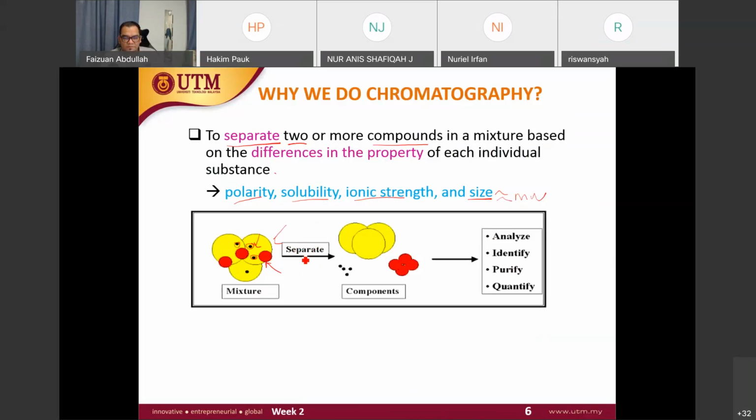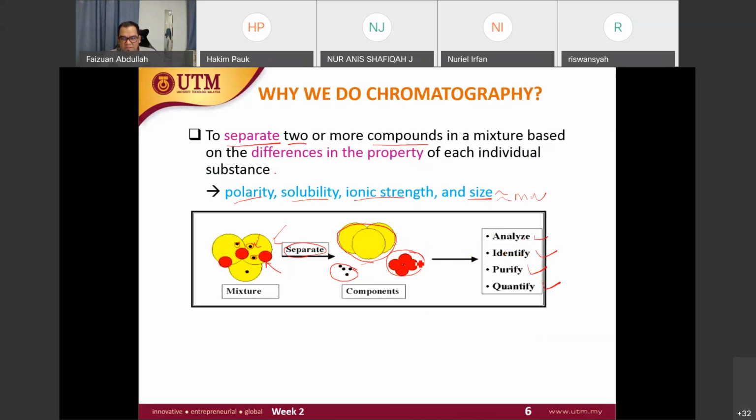So how do we separate? We use the chromatography technique. At the end of the process, we have successfully separated all the components. This is the large compound, this is a medium-sized compound, and this is a small compound, with different properties, size and colors, for example. So now we can analyze, identify, purify, and quantify. We can analyze what it is based on the properties.